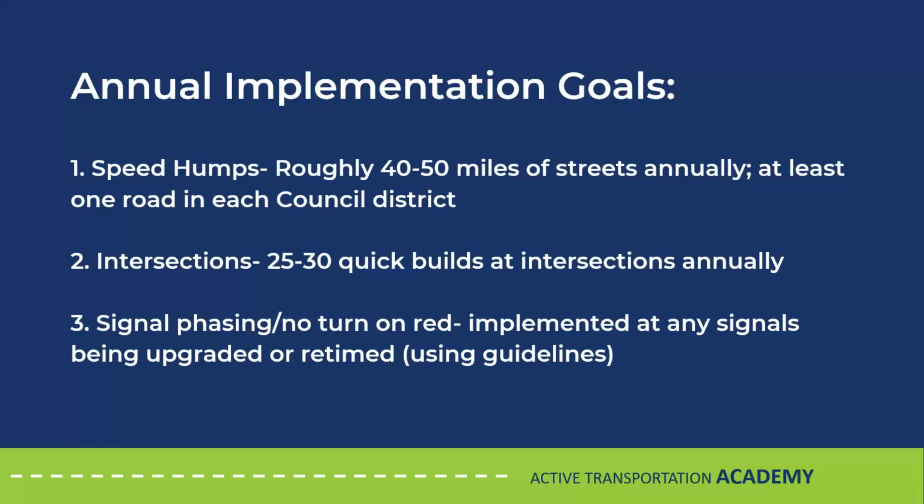As a sort of summary of what Boston is looking at, here's what they're focusing on in terms of their projects. So it's 40 to 50 miles of streets, roughly equivalent to 500 speed humps installed annually. They're looking at 25 to 30 quick-build intersection improvements with improvements such as daylighting and bicycle lane separation. There's also signal phasing being implemented citywide as signals are upgraded or retimed.